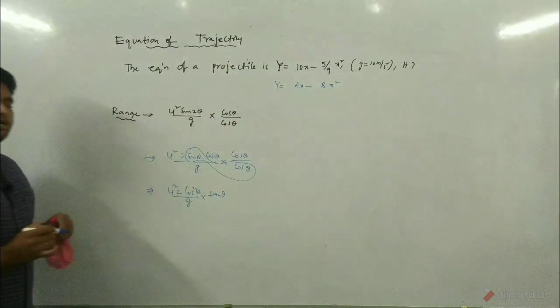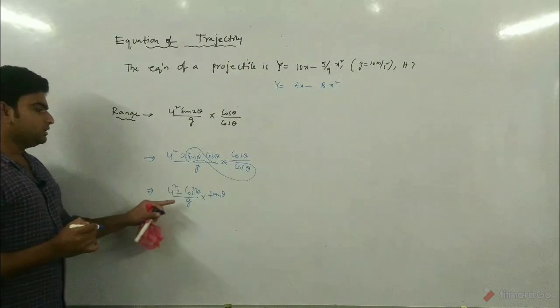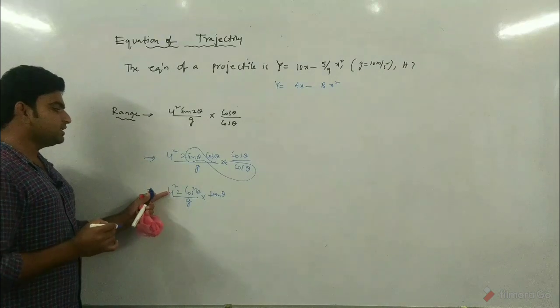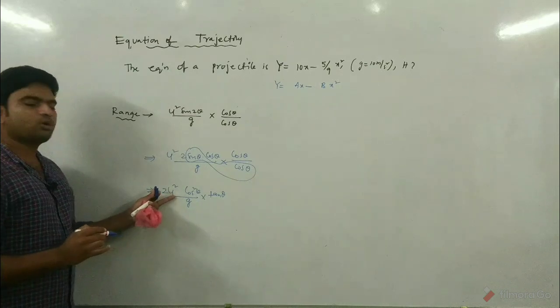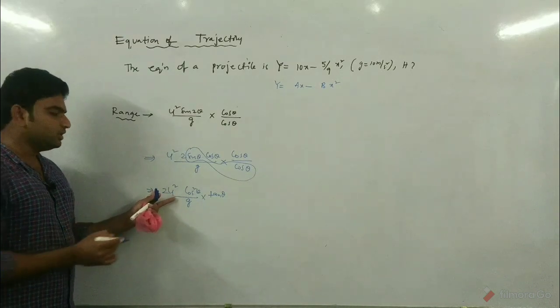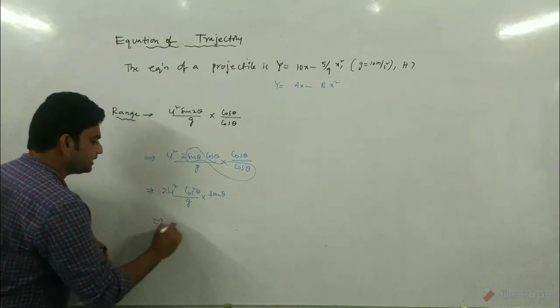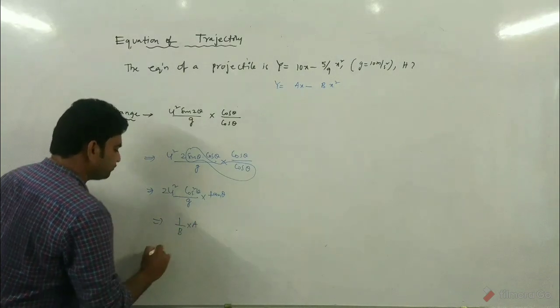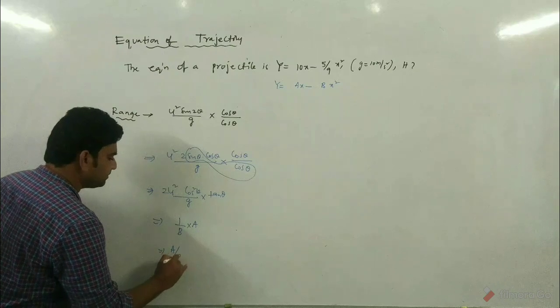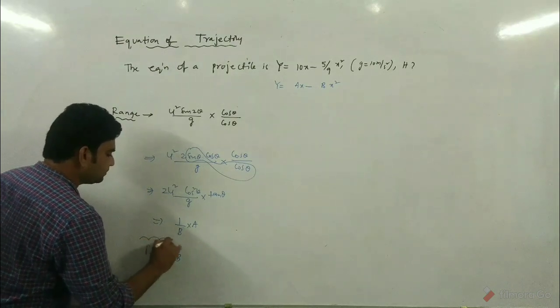I already told you before, g by 2 u square cos square theta is the b value. Here if we take the reciprocal, it becomes 1 by b into tan theta, which is a. So finally my range becomes a by b. My range becomes what? a by b.